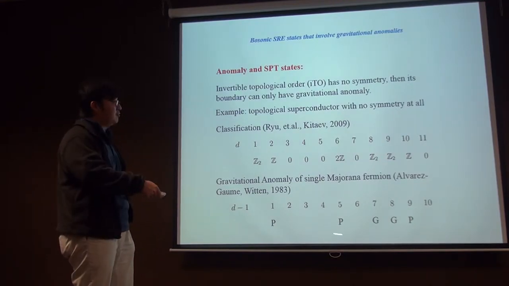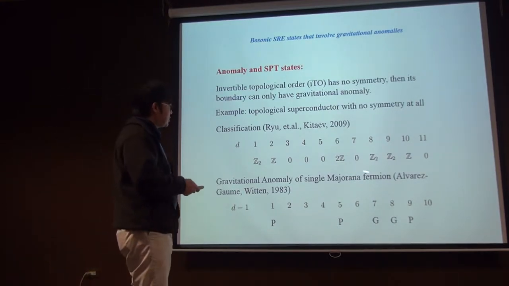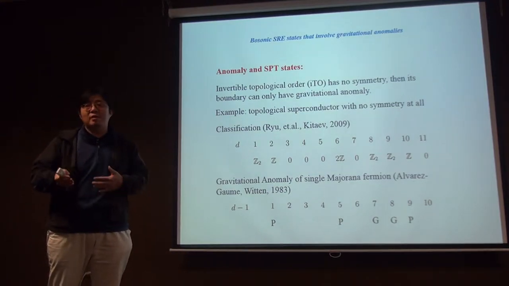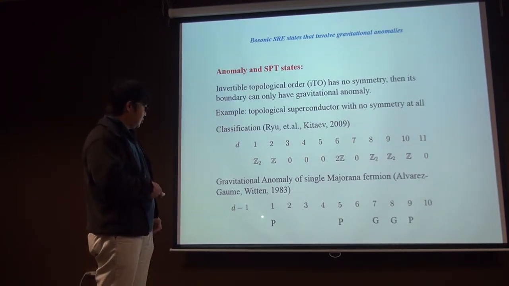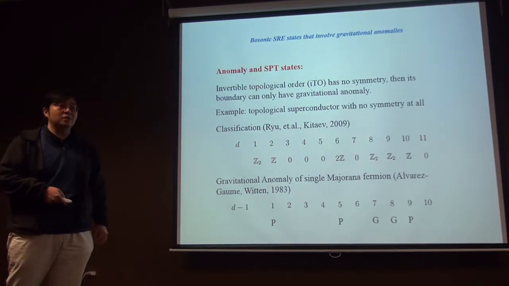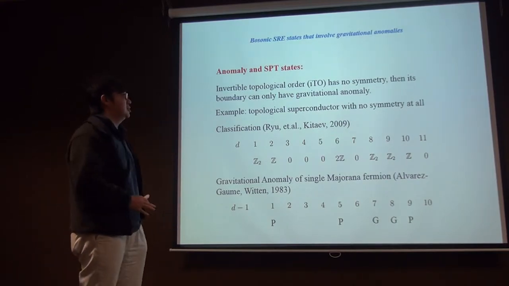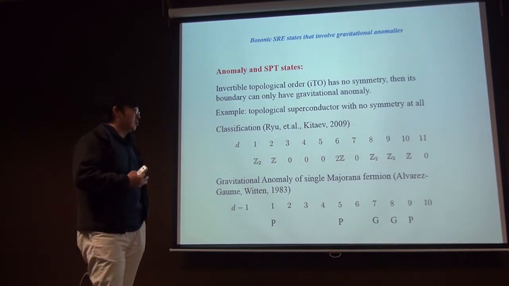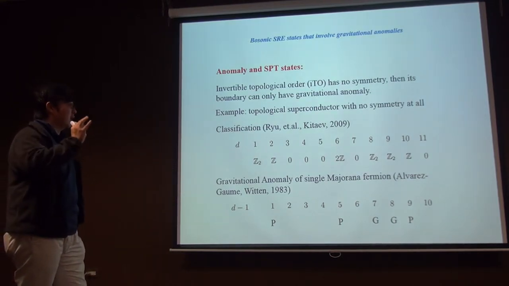This table also repeats itself. Every 8 dimensions it will repeat itself. So we can see that the gravitational anomaly and the classification of topological superconductors with no symmetry at all are completely consistent. What about the 0 dimension corresponding to the top? Yeah, that's also Z here, corresponding. That's also Z. So these two tables are completely consistent with each other. So this means that it's really true that we can use the gravitational anomaly to classify fermionic or even bosonic short-range entangled states.